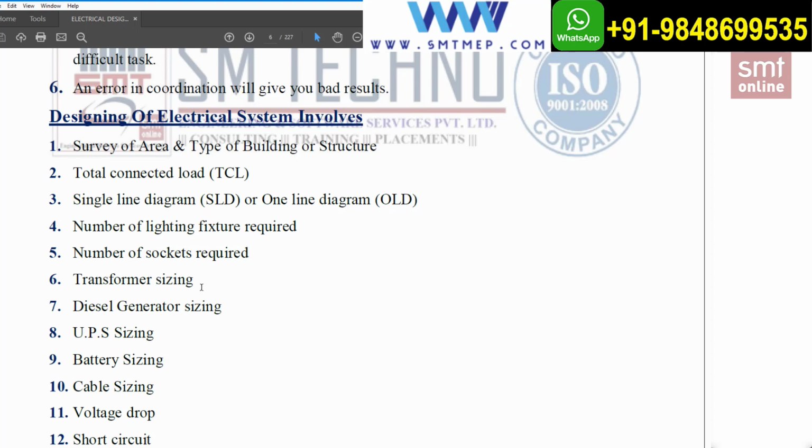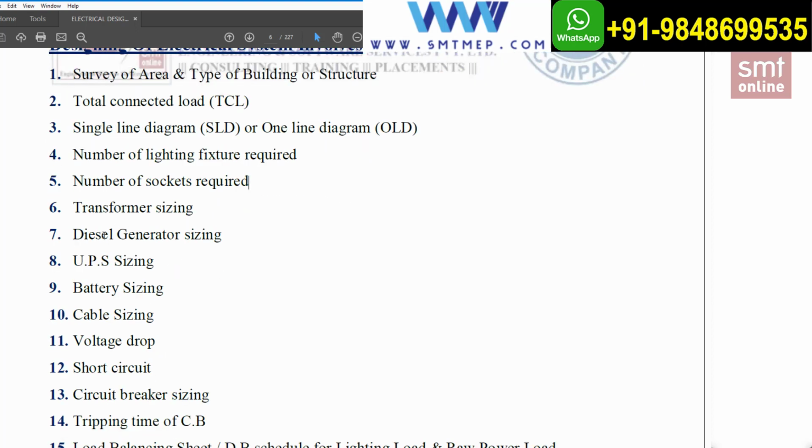Again, you have to size the transformer for the building. For the complete building, we will have one transformer or two transformers or three transformers in the worst case. Again, the diesel generator for your emergency loads. For the main supply, we have this. Whenever there is any kind of discontinuity with respect to the transformer supply, we have a diesel generator. This diesel generator will provide supply only to your emergency loads.